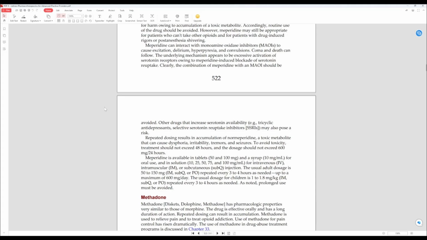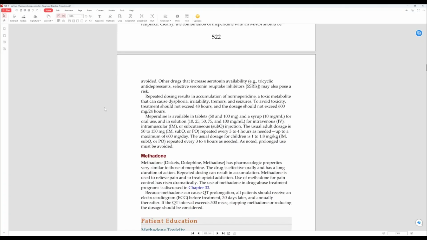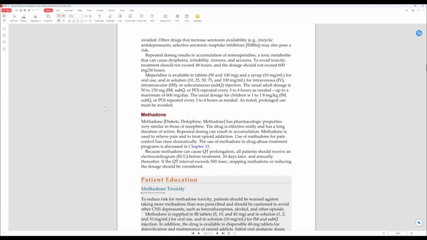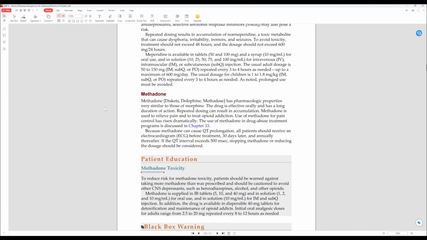Repeated dosing results in accumulation of normeperidine, a toxic metabolite that can cause dysphoria, irritability, tremors, and seizures. To avoid toxicity, treatment should not exceed 48 hours, and the dosage should not exceed 600 milligrams in 24 hours. Meperidine is available in several tablet doses, as well as a syrup for oral use and in a solution for IV use, as well as intramuscular and subcutaneous.